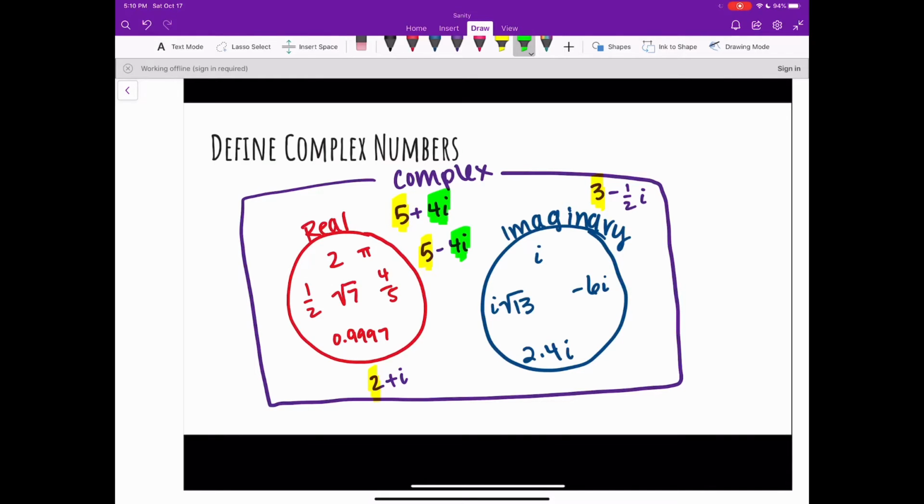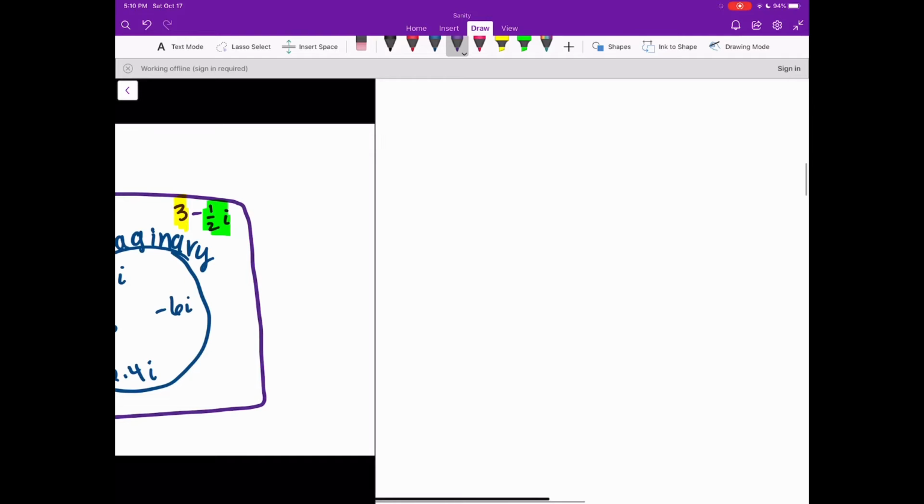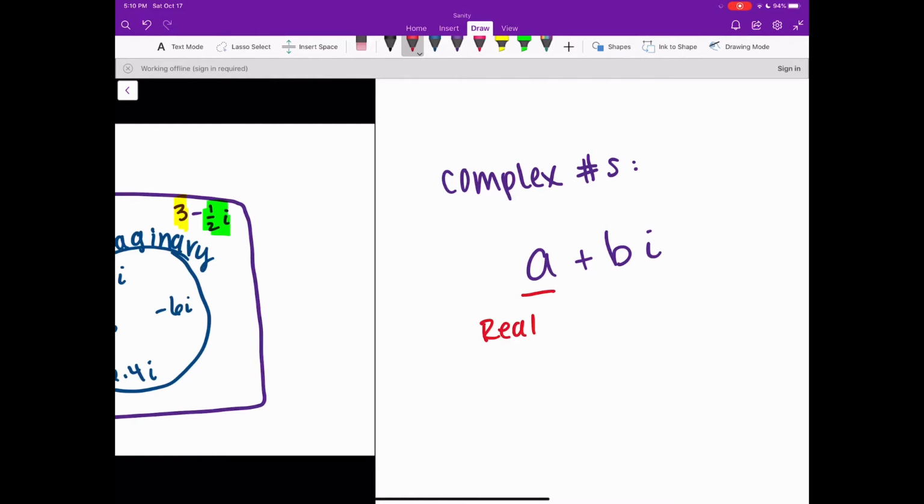Being highlighted in green of all of these complex numbers, all right? So complex numbers are in the form a plus bi, where a is the real part, and over here, b and i, that is your imaginary part.